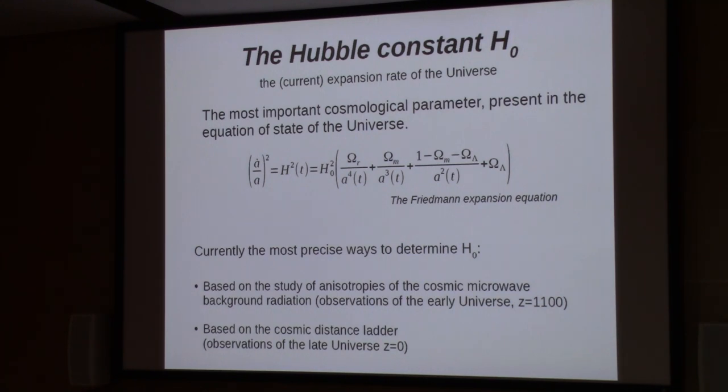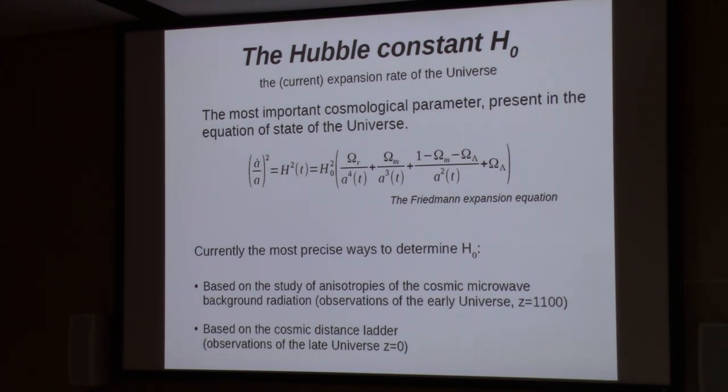And when it comes to the Hubble constant, it's probably the most important cosmological parameter. It's not only the rate of the expansion of the universe, it's associated also with the age of the universe. We can predict the fate of the universe based on that. And finally, we may determine distances to very, very distant galaxies, knowing their redshift.